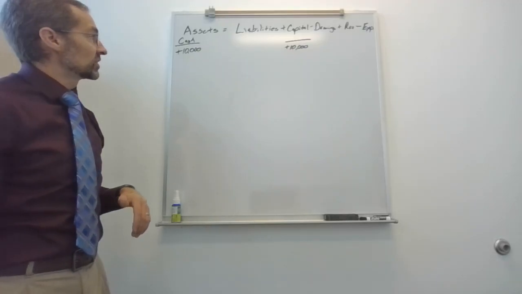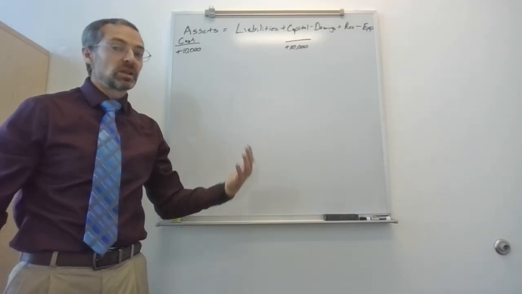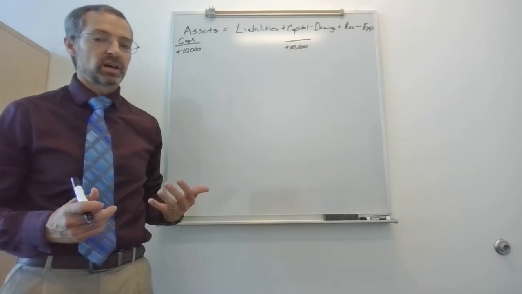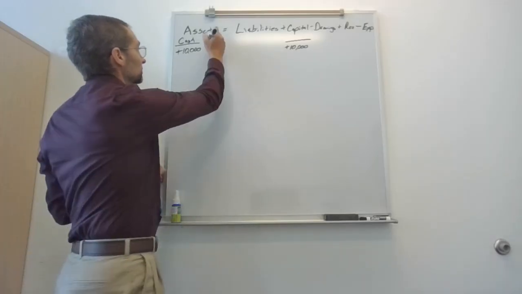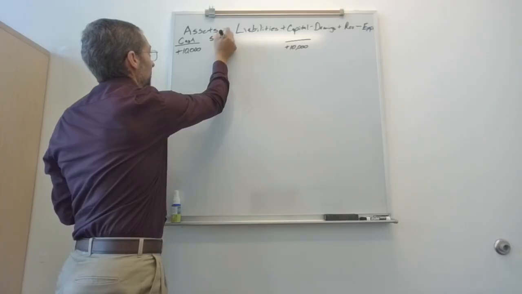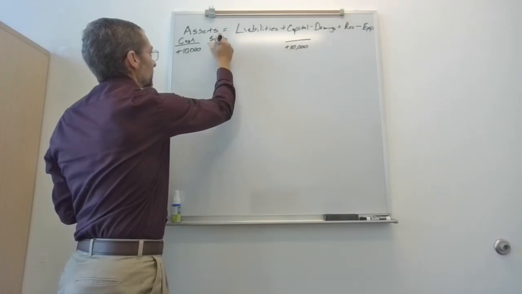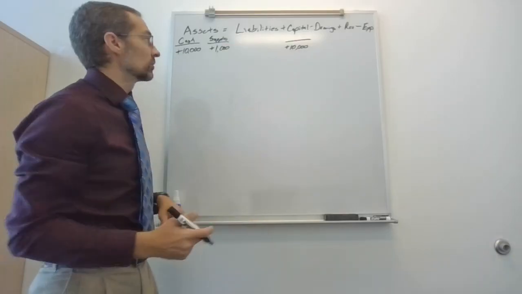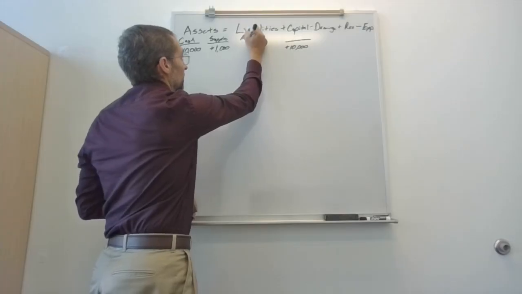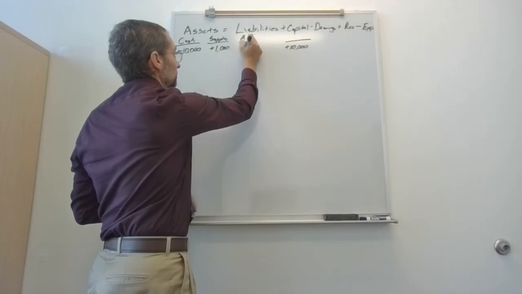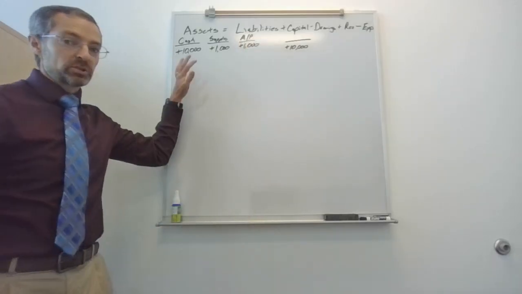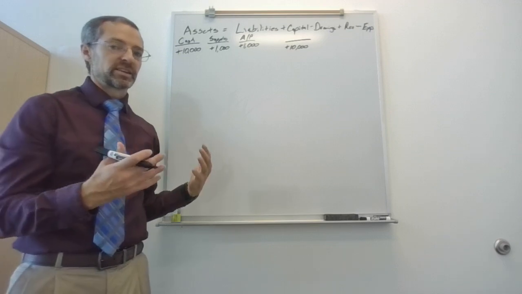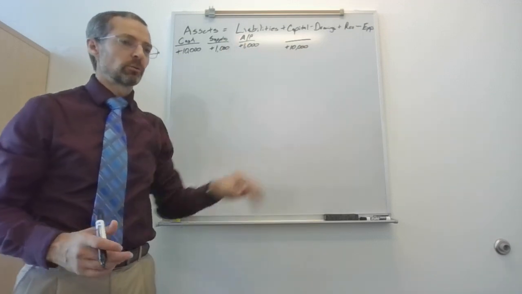Let's do another transaction. Let's say that we purchased supplies on account. And let's say we purchased $1,000 of supplies. Supplies is an asset, so our assets are going up. And since we owe money, our liabilities, or the accounts payable, are also going up. All right, and so we should have a lot of practice doing transactions like this, where we're analyzing the accounts and then we write it in the spreadsheet form.